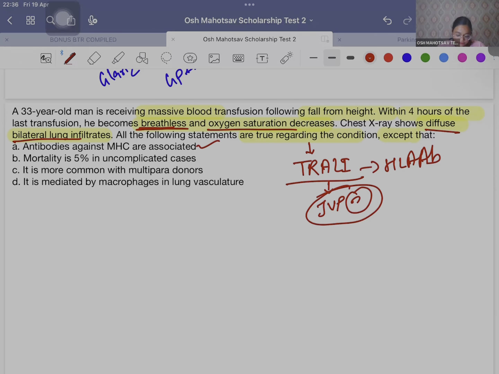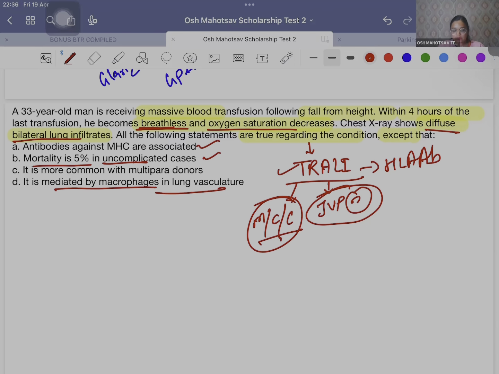Then next, mortality is 5% in uncomplicated cases. Yes, because the most common cause of death in blood transfusion is TRALI, so if uncomplicated, the death ratio will be less. It is mediated by macrophage. Yes, it is mediated by the macrophage. It is more common with multiparous donors. No, they don't have any such association. So here the answer will be C, since it is asking except, which means we have to find the wrong answer.